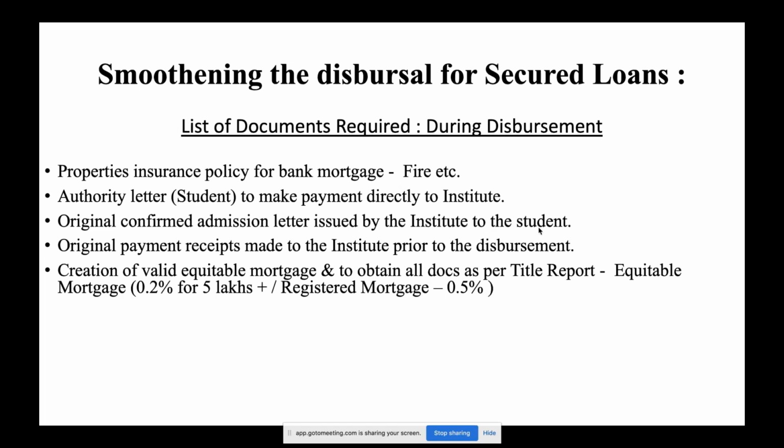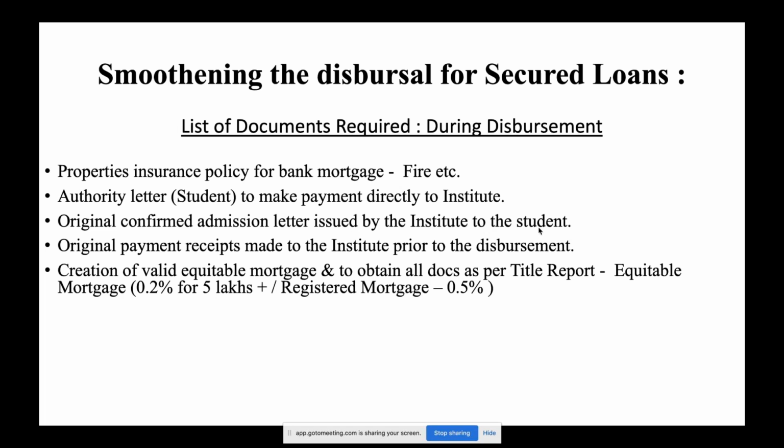The important other aspect is that for equitable mortgage, the charges are less. So the State Bank of Maharashtra charges 0.2% for 5 lakh plus for equitable mortgage, wherein you pay a stamp duty of about 0.2% on the actual amount, which means you're paying it on 40 lakhs.